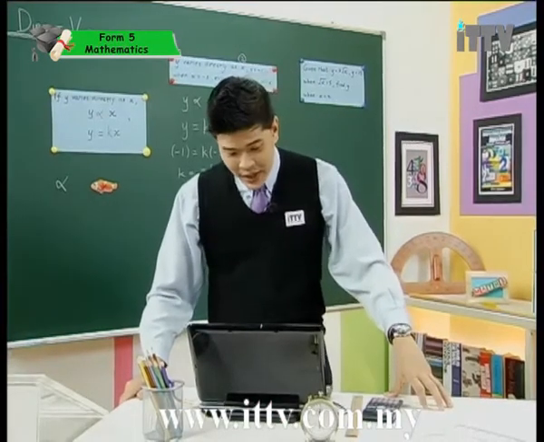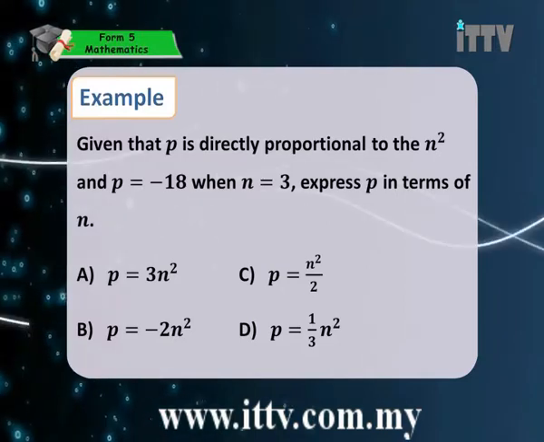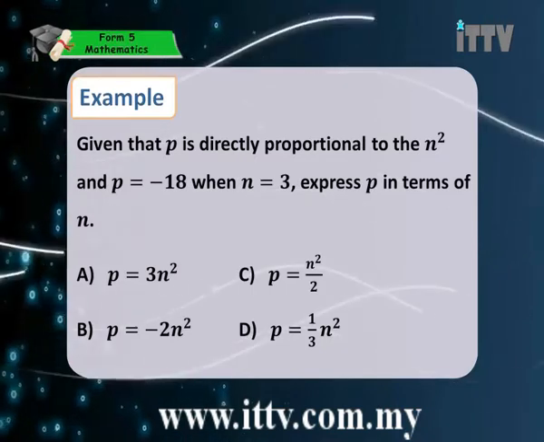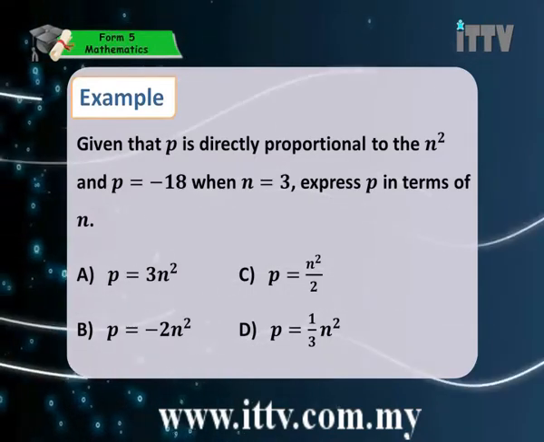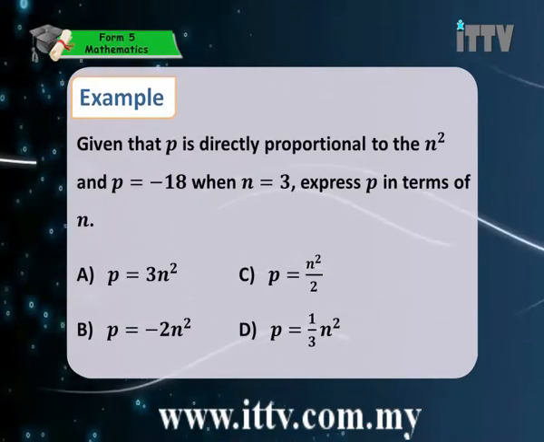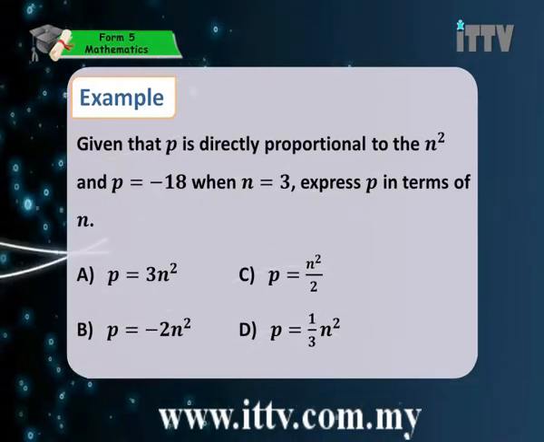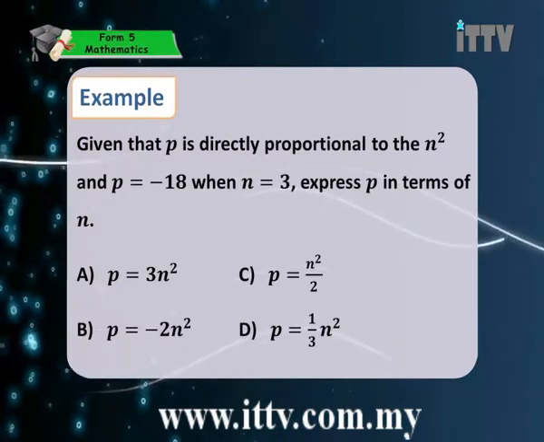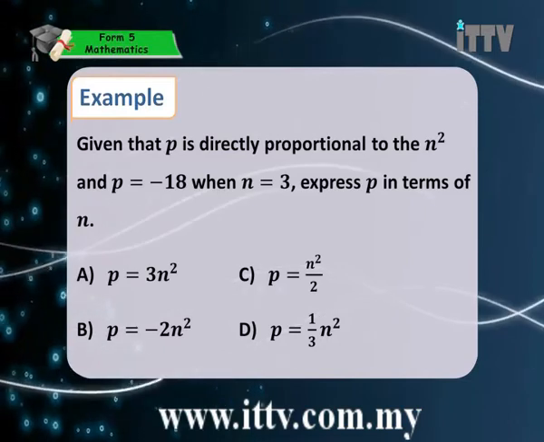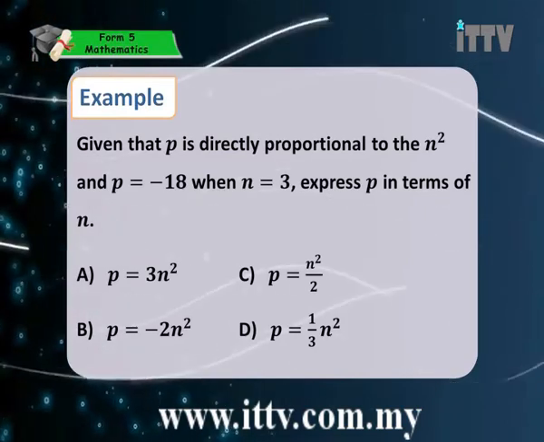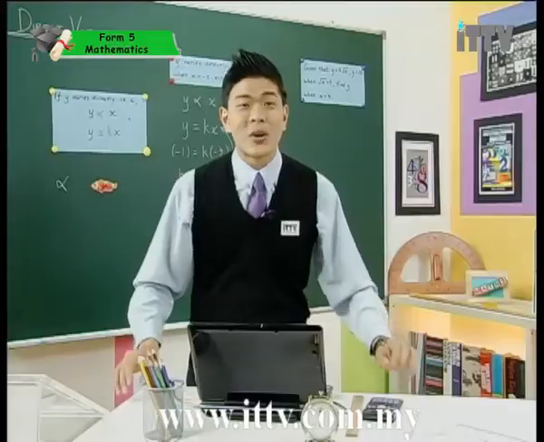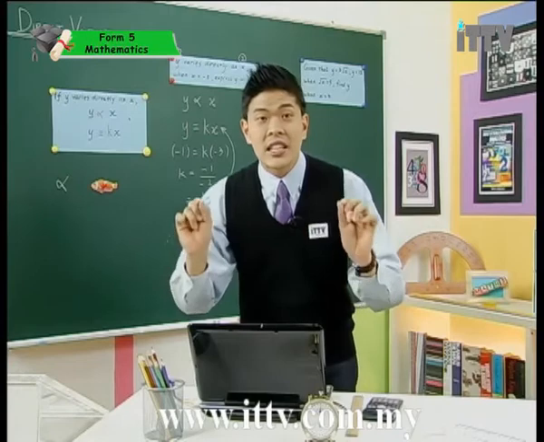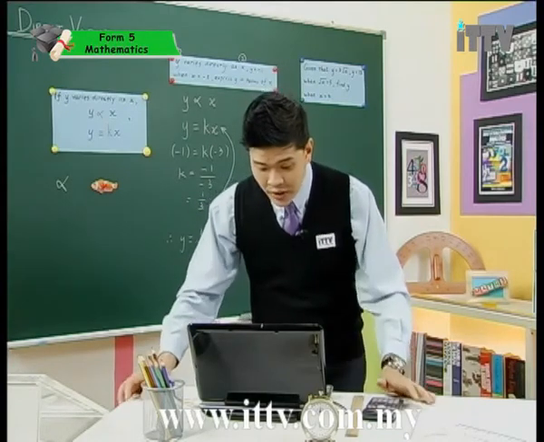Alright, next example. Given that p is directly proportional to n squared, and p equals negative 18 when n equals 3, express p in terms of n. Is it A, p equals 3n squared, B, p equals negative 2n squared, C, p equals n squared over 2, or D, p equals 1/3 n squared? A similar type of question like the previous one. So remember, first analyze the question carefully. What can you make of it?